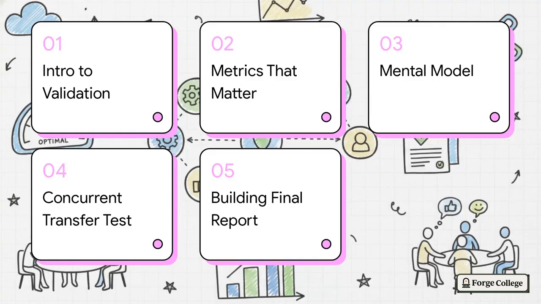1. Welcome to performance validation. 2. Metrics that actually matter. 3. Instrument, aggregate, interpret. 4. The concurrent transfer test. And finally, 5. Building your final report. Let's get right to work.